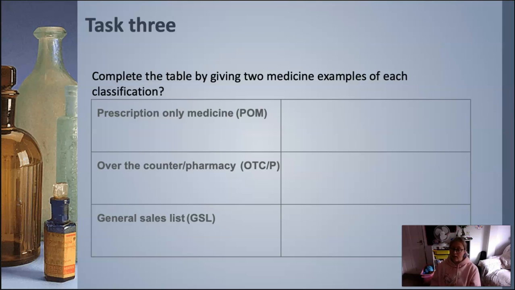So again, you might have some ideas off the top of your head. It might be that you can think about the ones that you can go and buy at the supermarket. You might have had dealings with different medications before that you can think of, oh, these are prescription only. These are ones that I bought from the pharmacy, but I can't buy from the supermarket. So have a think about different medications and think about any examples that you can think of that are prescription only, over-the-counter or pharmacy drugs, or off the general sales list.